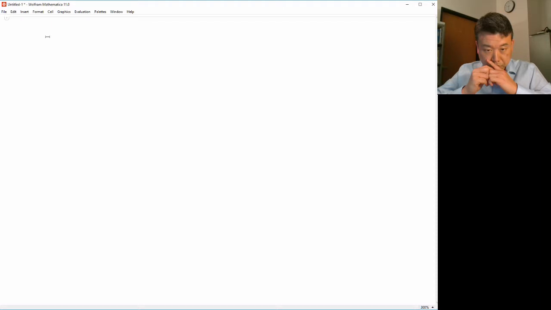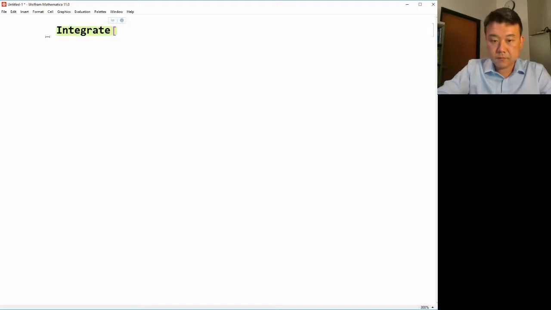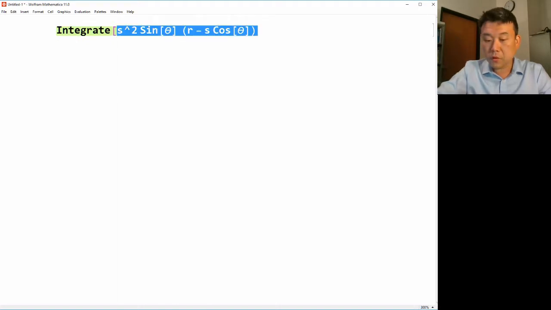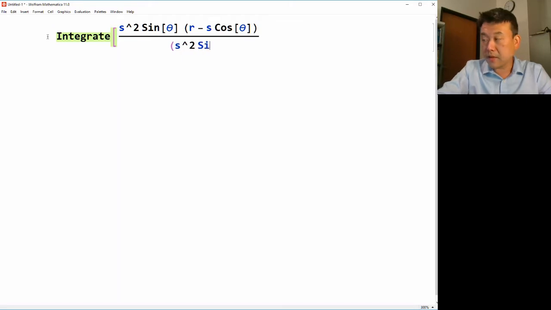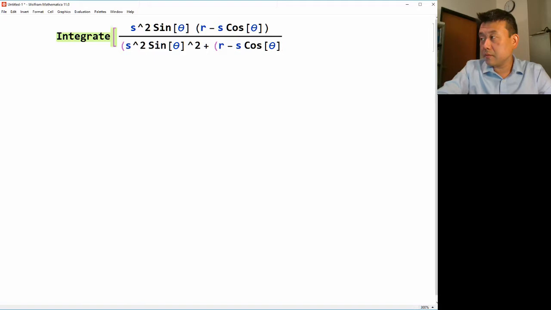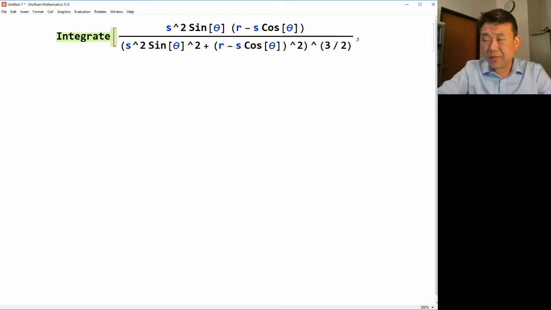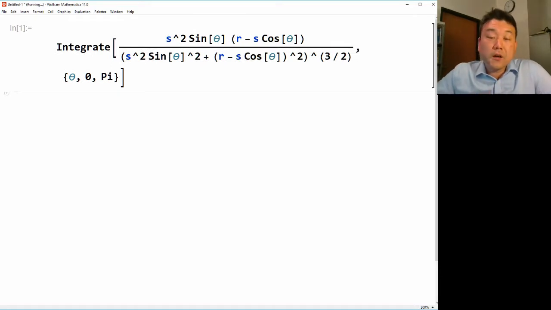I will write down everything except k and the density. So what I want to do is integrate s squared times sine theta times r minus s cosine theta, the whole thing divided by s squared sine theta squared plus r minus s cosine theta squared, the whole thing raised to power of 3/2. And we want to evaluate this for theta. That's the one I'm worried about. So theta going from 0 to pi. All right, I'm going to hit evaluate. And it's going to take a long time. So I will just edit this video.